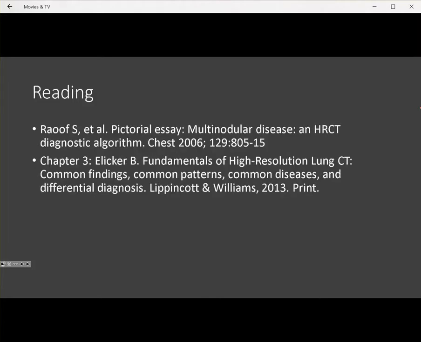Here's some additional reading assignments. There's a good paper here, as well as a chapter within the high-resolution CT book.